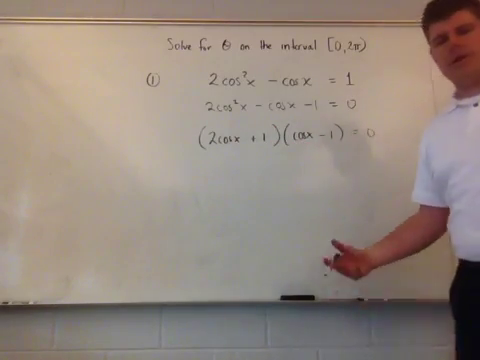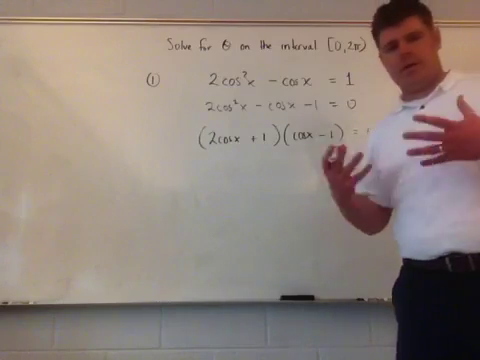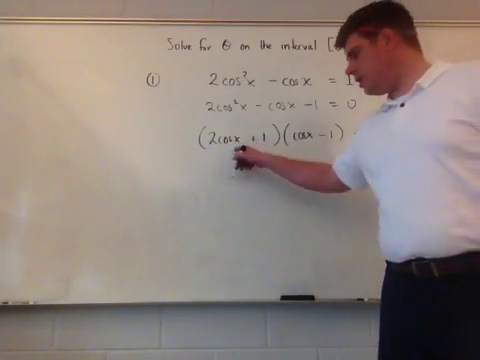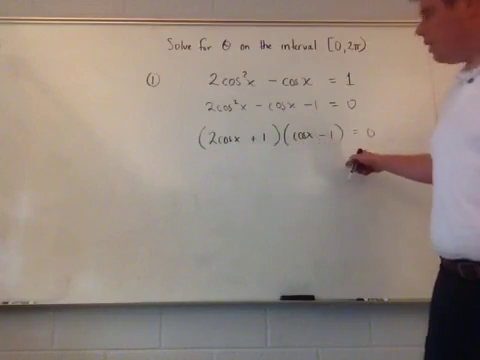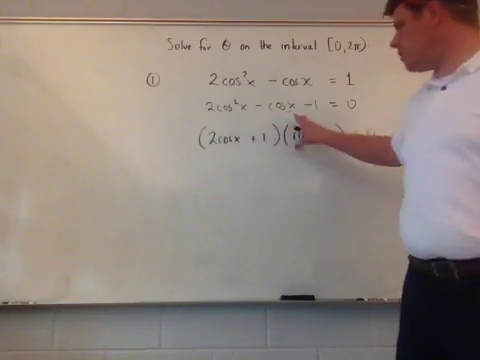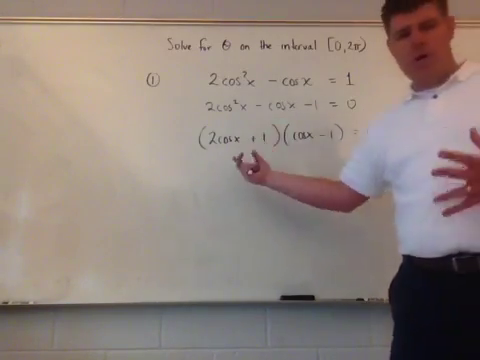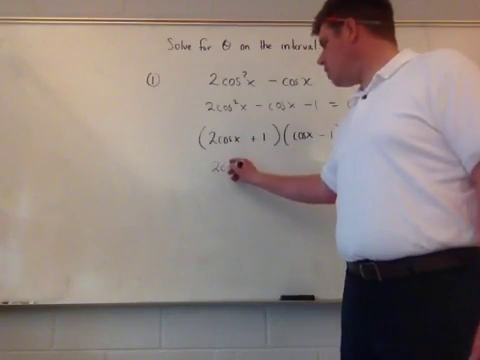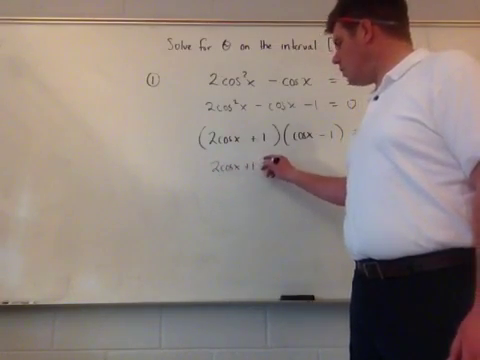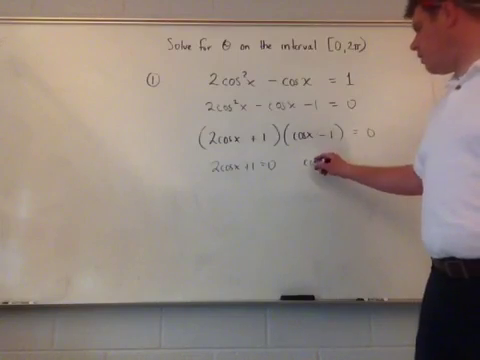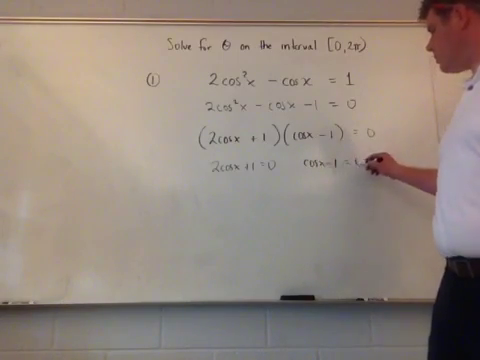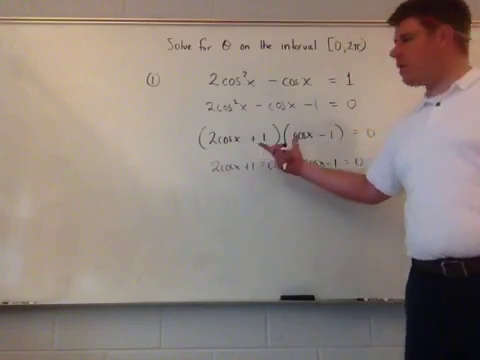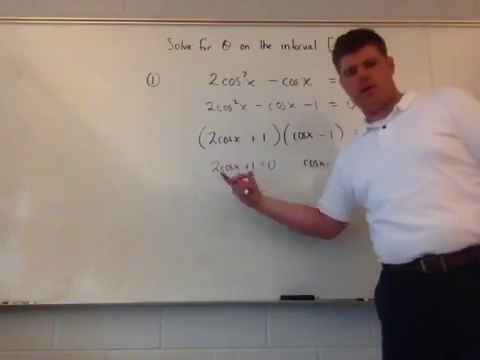So what I do from here goes back to the Algebra 2 concept: I begin to set each factor equal to 0, because if a factor times a factor gives me 0, one of them has to be 0. It's the only way I can do it. So here we go. I now have 2 cosine x plus 1 equals 0, and I have cosine of x minus 1 equals 0. So this is back to a linear problem. I broke my quadratic into linear so that I can solve for it.